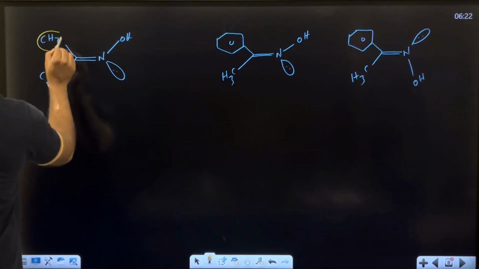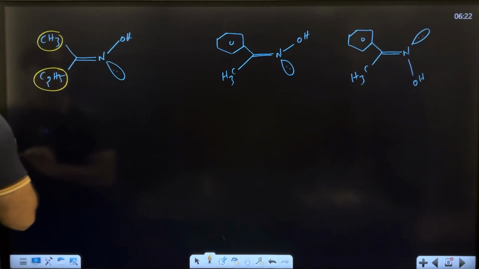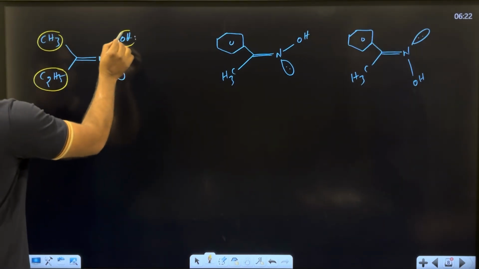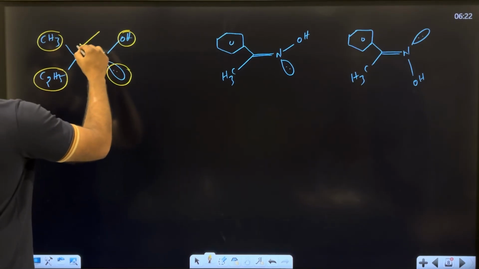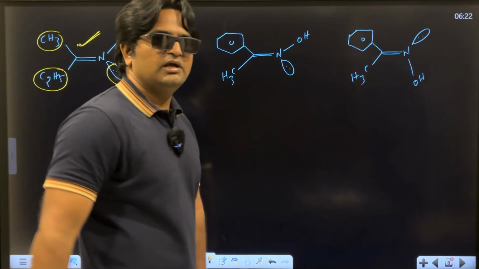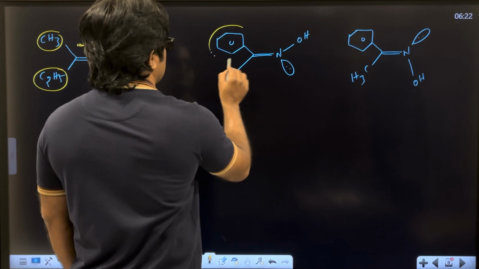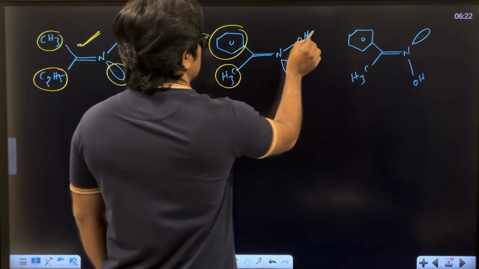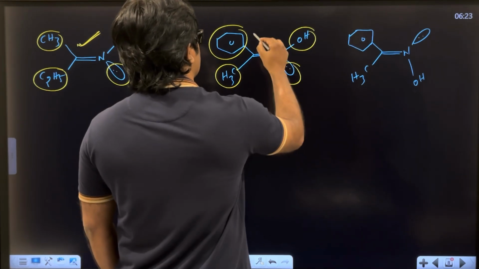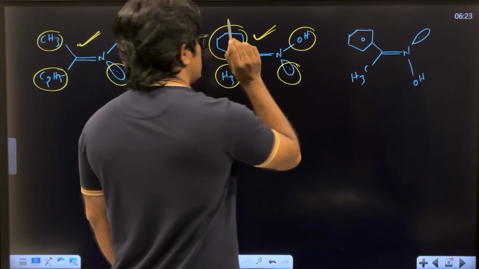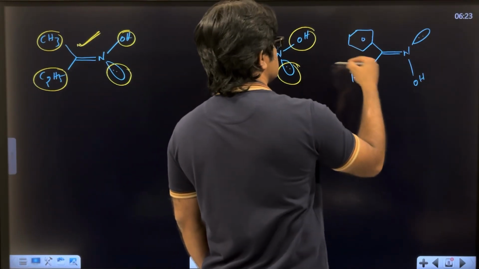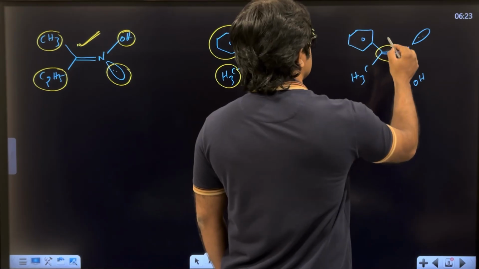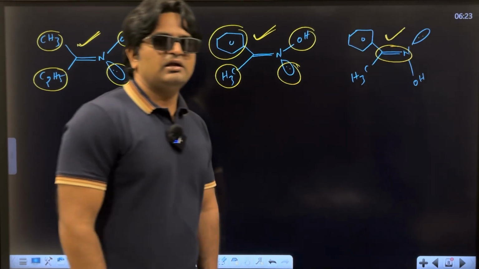Yes, methyl and C2H5. Same or different? They are different. OH and lone pair of electron. Same or different? They are different. So this double bond can show geometrical isomerism. So like that, phenyl and methyl, OH and lone pair of electron. Yes, this double bond can show geometrical isomerism. Same molecule, just I am exchanging the groups. Yes, now this double bond can show geometrical isomerism.